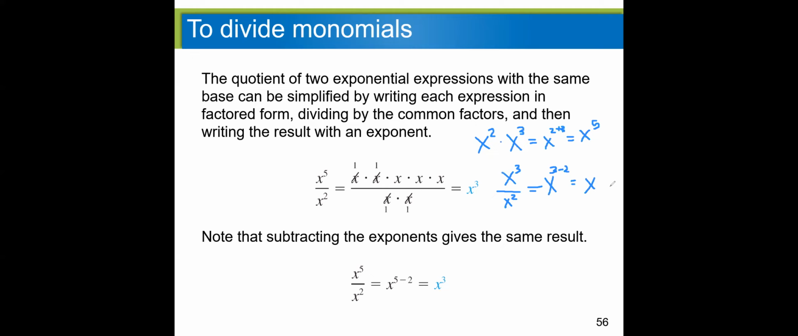Important note here: when you are subtracting this way, you can run into negatives, right? What if this was x squared over x to the fifth? What would happen in this scenario? Well, that would be x to the 2 minus 5, which is x to the negative third, right? What is that? Oh my gosh. I'm terrible at writing with a mouse. What does x to the negative third mean?